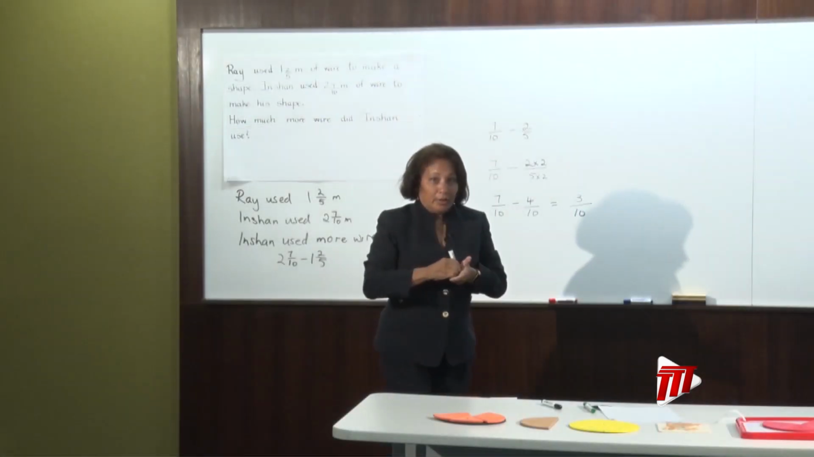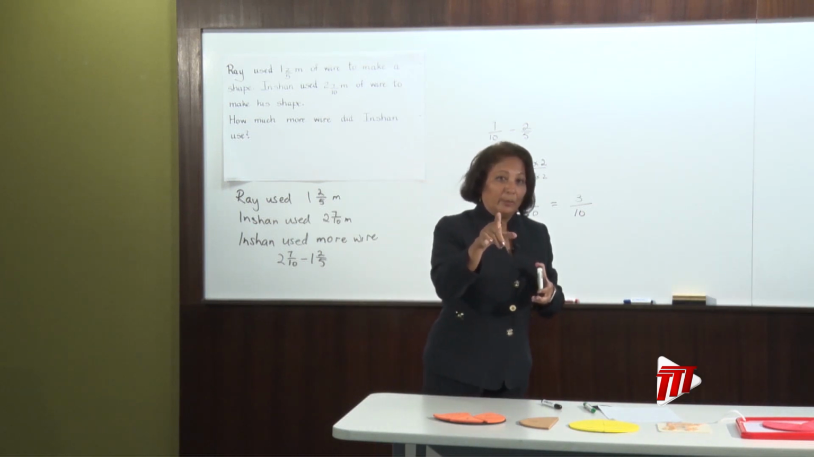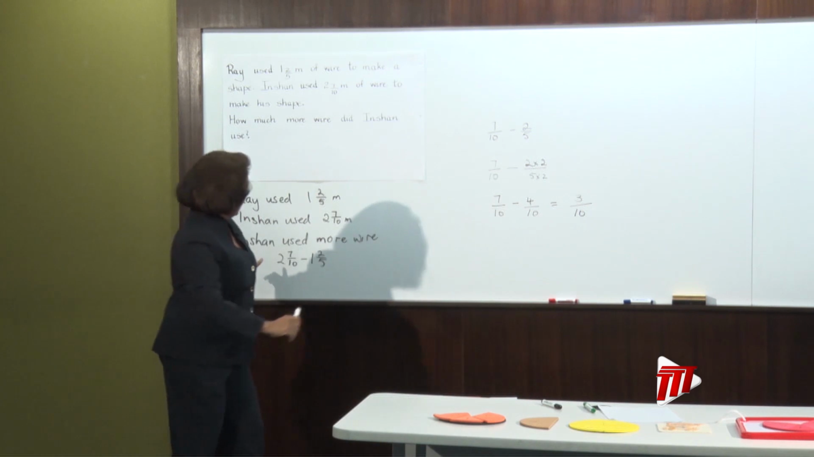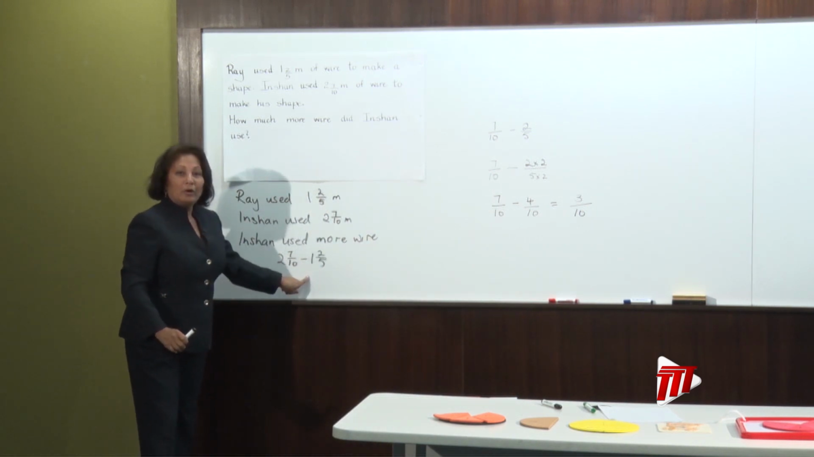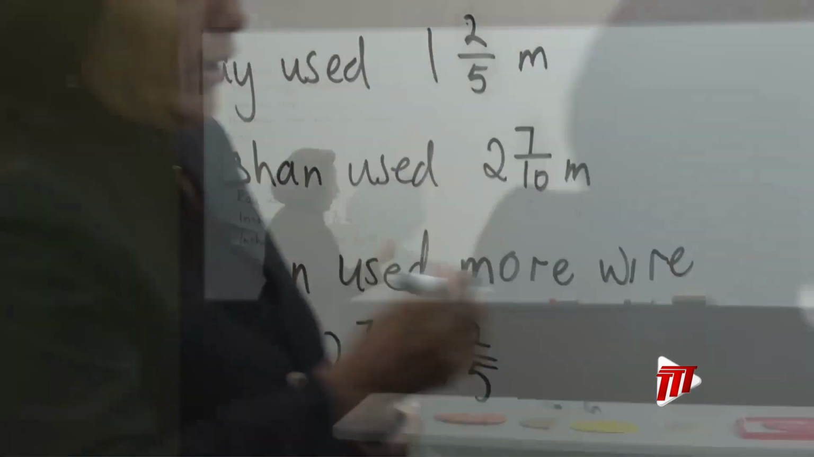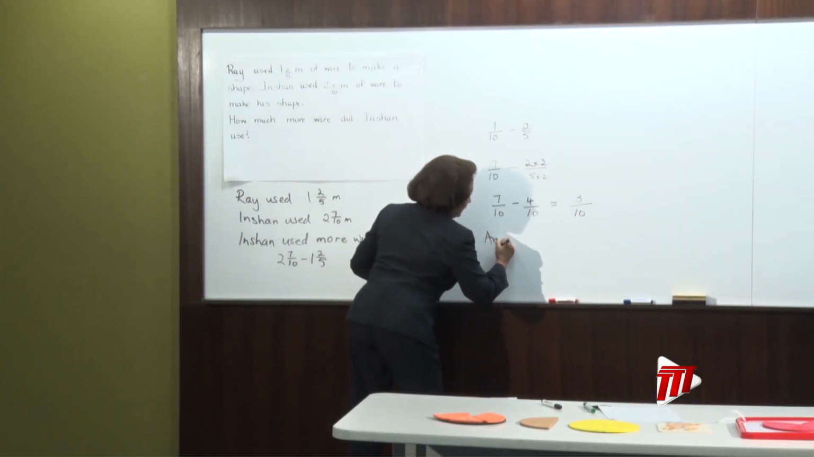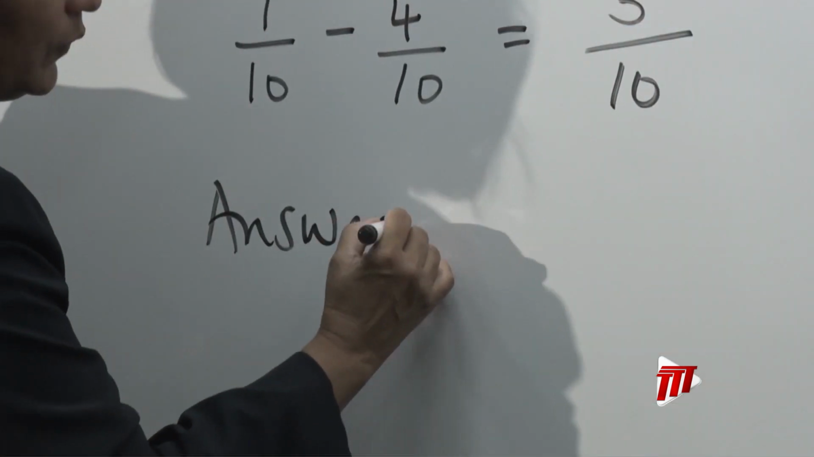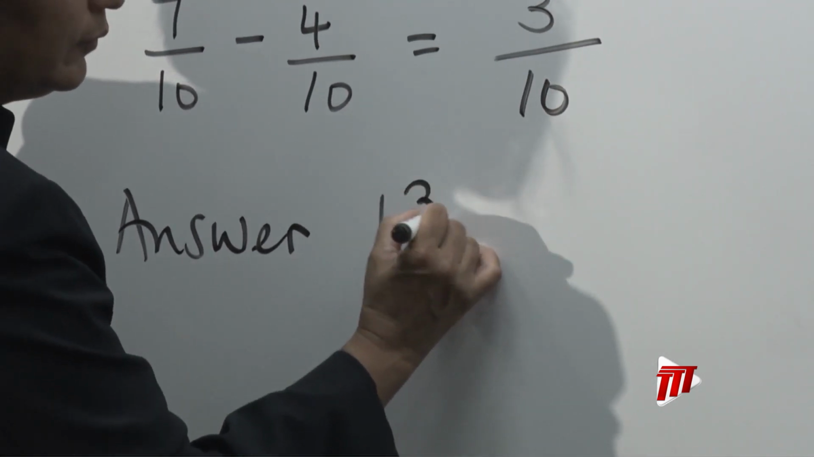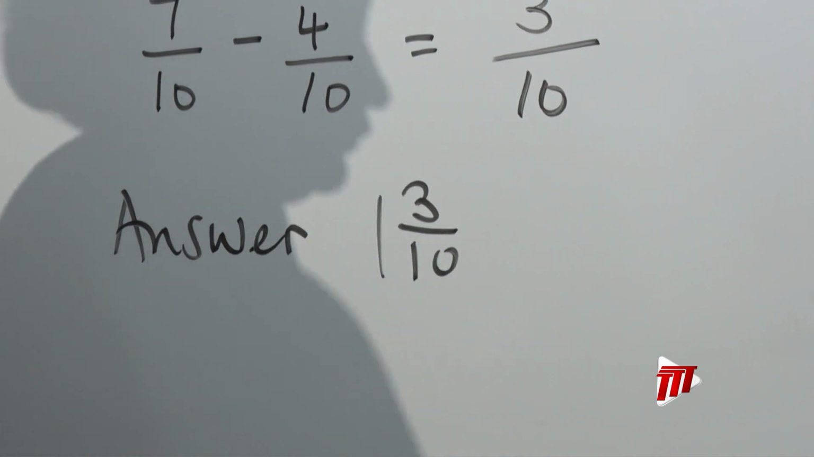Remember, it wasn't just the fractions we were dealing with. We were dealing with the whole number parts as well. So in the whole number parts, 2 minus 1 would give me 1. So my answer, therefore, would be 1 and 3 tenths.